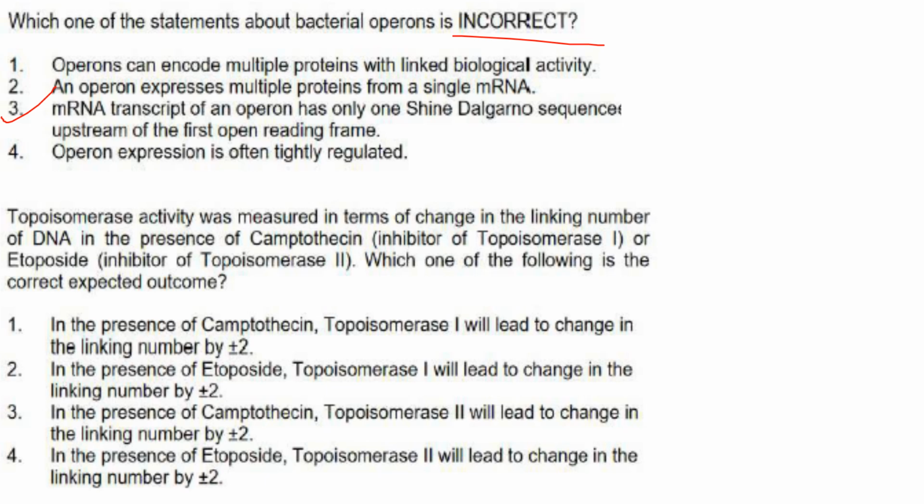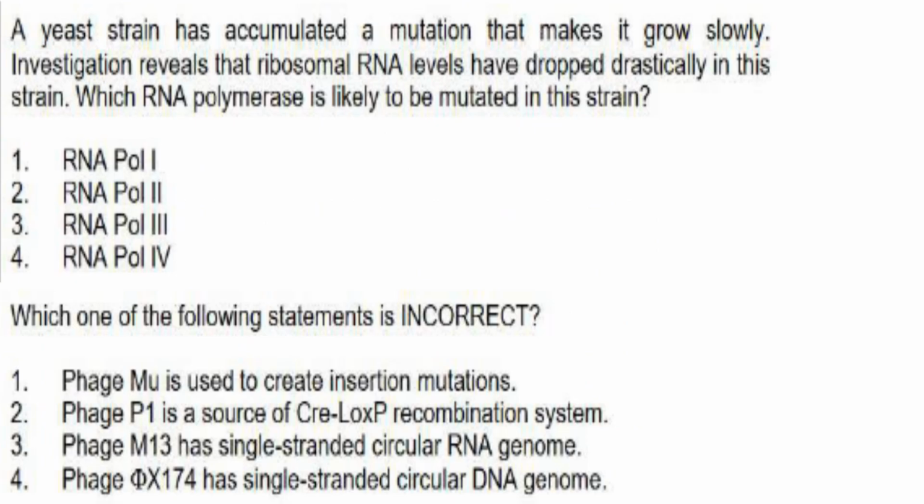In the presence of camptothecin, an inhibitor of topoisomerase 1, topoisomerase 2 will lead to a change in linking number by ±2. That is correct. In the presence of etoposide, topoisomerase 2 will be inhibited by etoposide, so it is not going to bring about any change in the linking number. So that is also not correct.